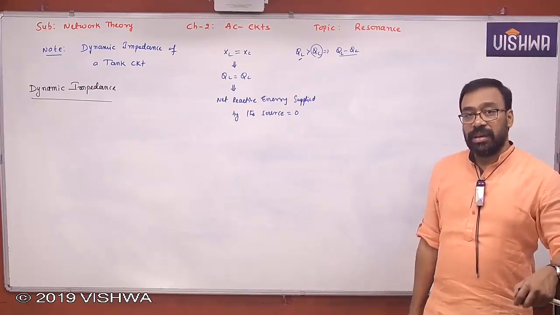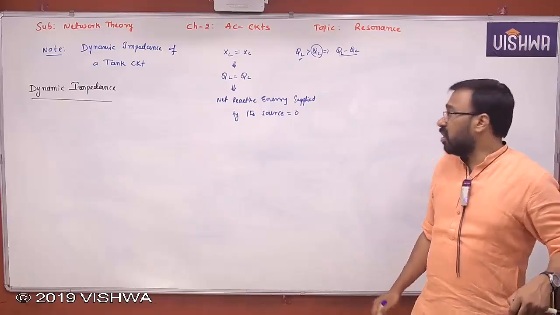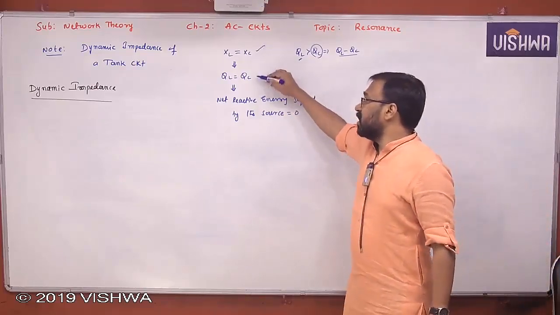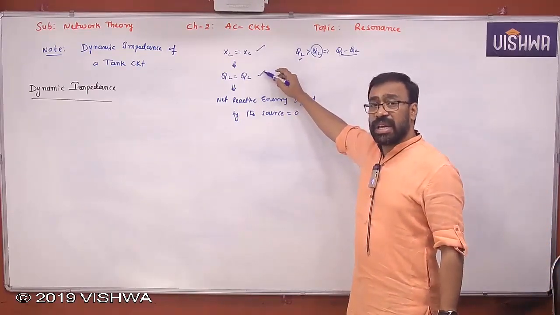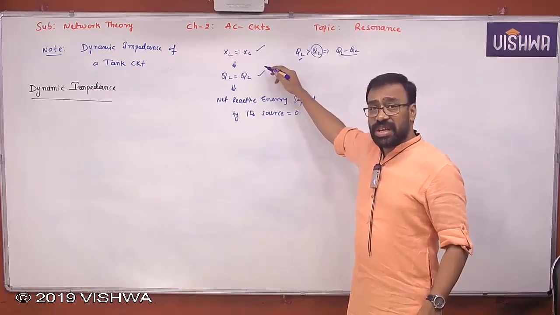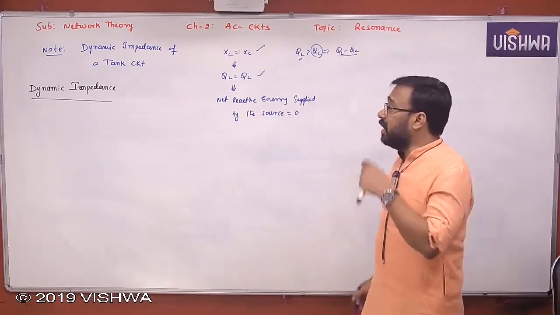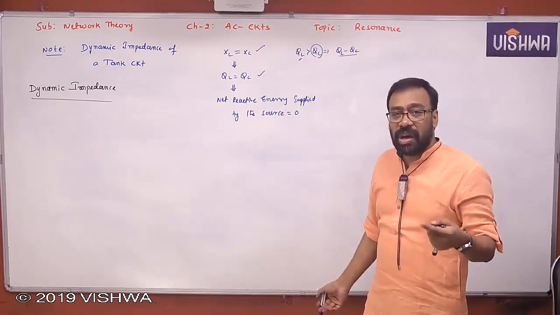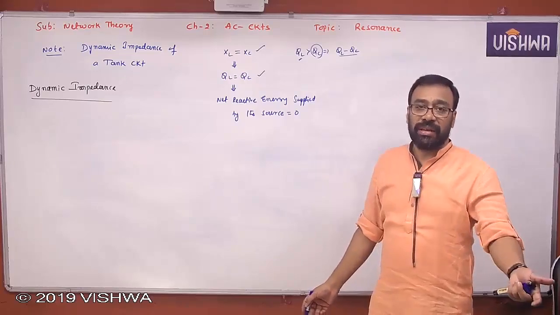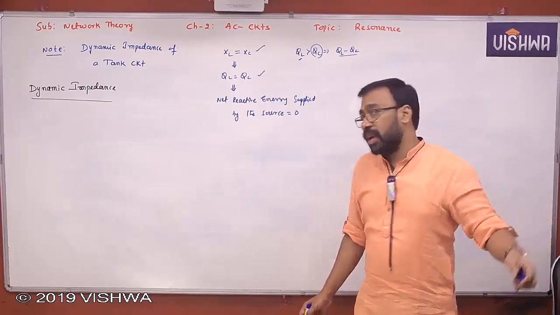Now you tell me, how did you get this dynamic condition? Is it not because of XL equal to XC? Is it not because of QL equal to QC? Yes or no, all of you? That means the resonance condition. That means dynamic impedance is nothing but the impedance offered by the circuit at resonance only, nothing else. Getting all of you? Okay. So please write this.